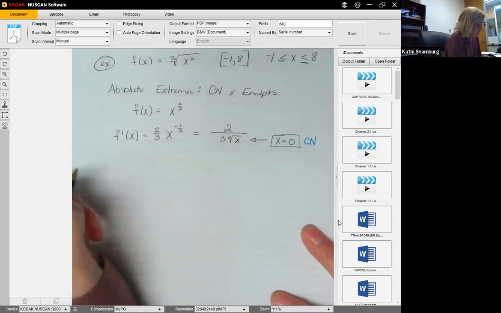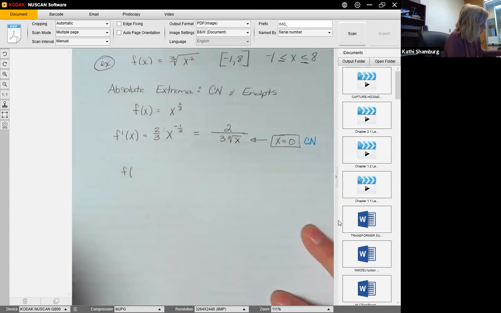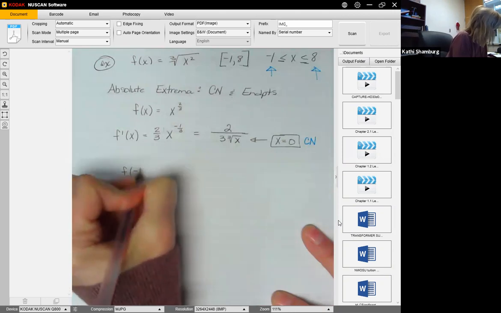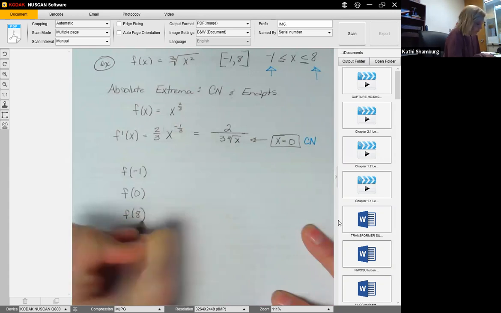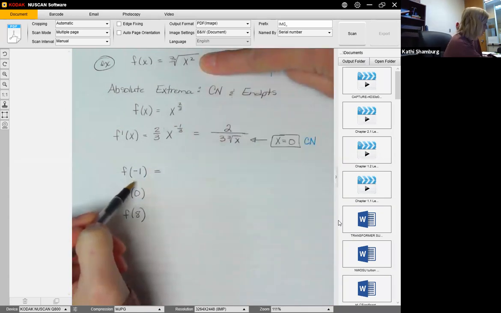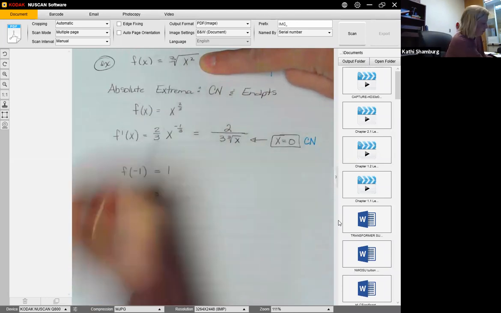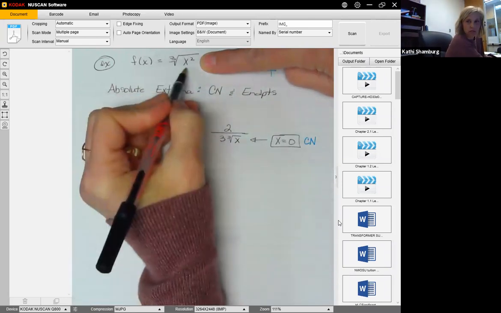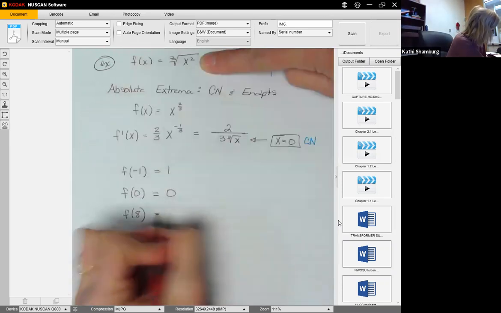So for absolute extrema, then we are going to use the original function, and we're going to consider the inputs and our critical number. Again, we're putting it into the original function. -1 squared is 1. The cube root of 1 is 1. 0 squared is 0. The cube root of 0 is 0. 8 squared is 64. The cube root of 64 is 4, because 4 times 4 times 4 is 64.